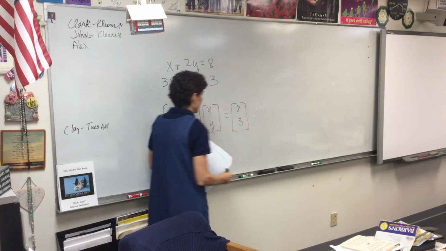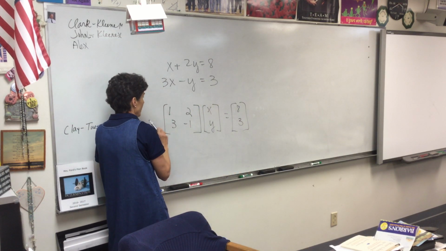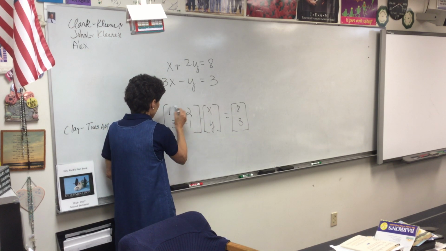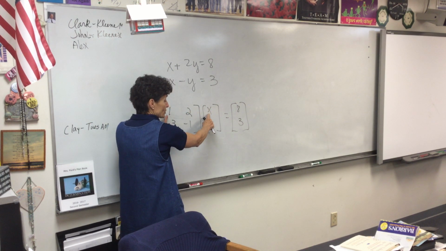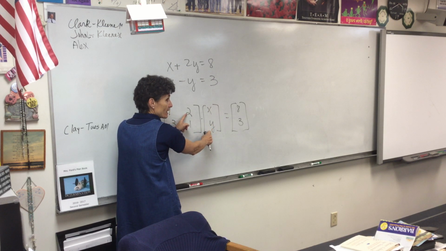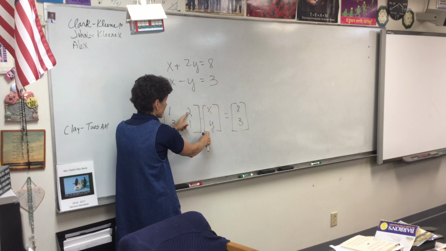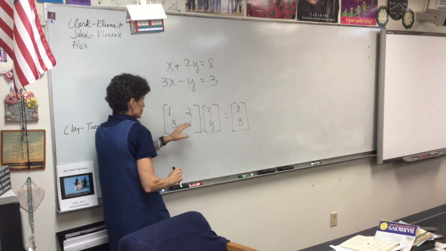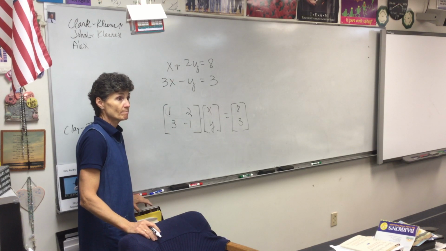Now, before you allow yourselves to be confused, I want to remind you, when I multiply, this is a multiplication here. When I multiply, I take the row times the column, right? First times first plus second times second. So what would that give me? If I did first times first plus second times second, wouldn't it give me x plus 2y equals 8? So this is just the matrix form of that system of equations, right?